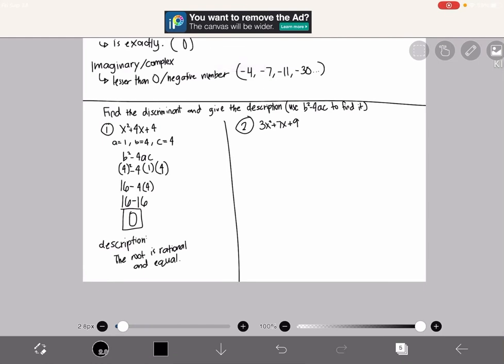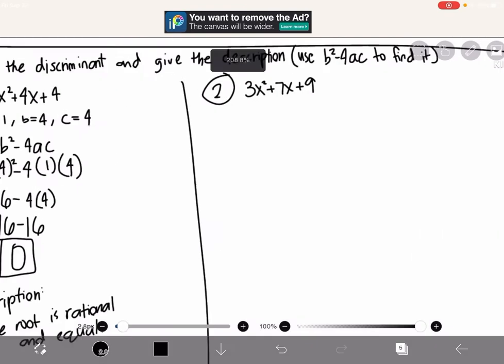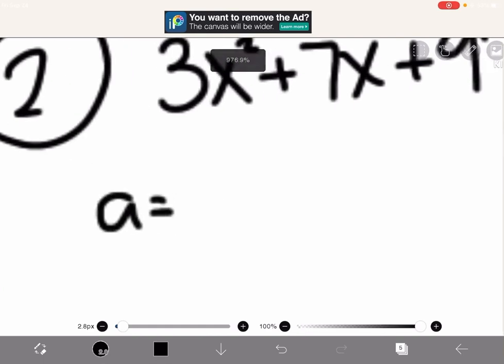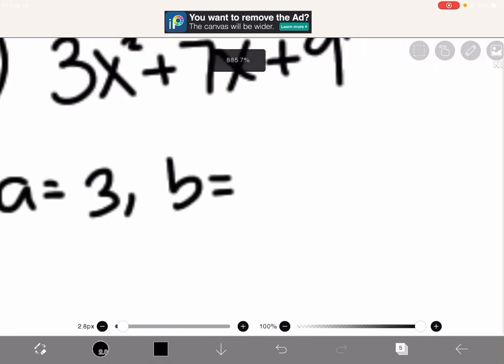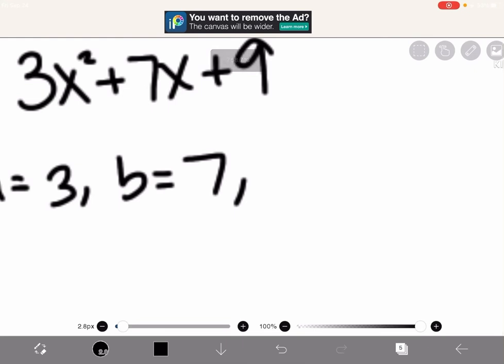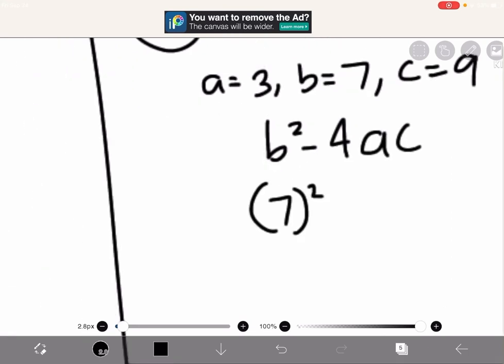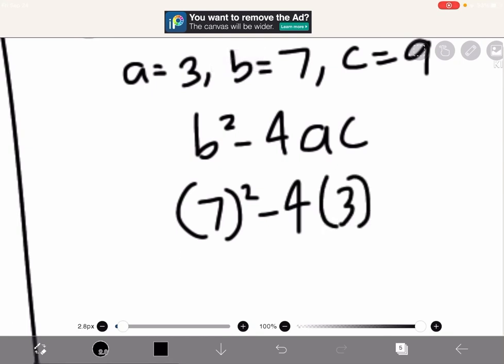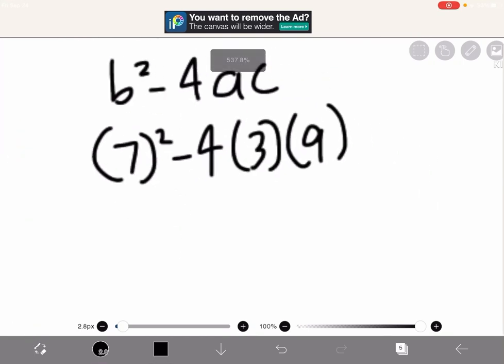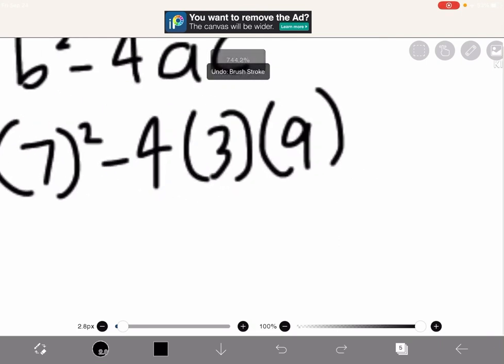Now we have our next example. Let's just do the similar step we did earlier by identifying the values. a is equal to 3, b is equal to 7, and c is equal to 9. Just in case you get overwhelmed by multiplying 3 numbers at the same time, I recommend you multiply these two first and then multiply it with the other one. Just a word of advice that I've learned.